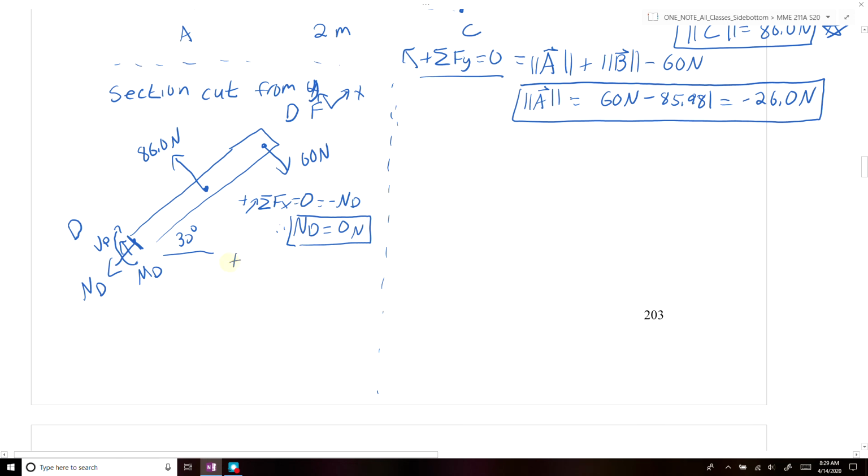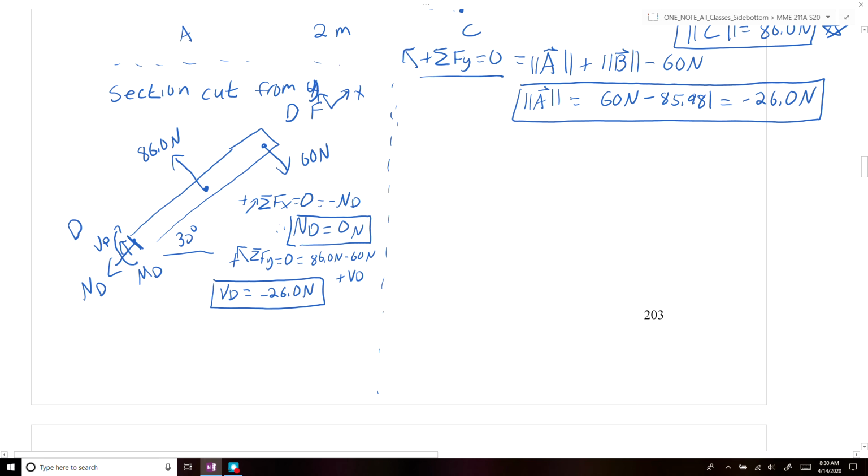If we then sum the forces in the y direction and set that equal to 0, we'll end up getting 86.0 newtons minus 60 newtons plus VD. So VD is going to be equal to minus 26.0 newtons.